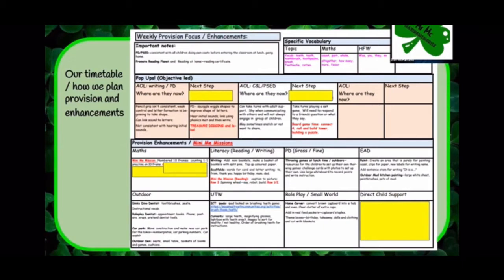For example, you can see the top one there was we had to be consistent with all children doing their own coats before entering the classroom at lunch and going home. Because I know it's quick sometimes, like, right, come over here and I'll get this zipped up. But I want everyone to be consistent with that. So I just put some important notes in there.